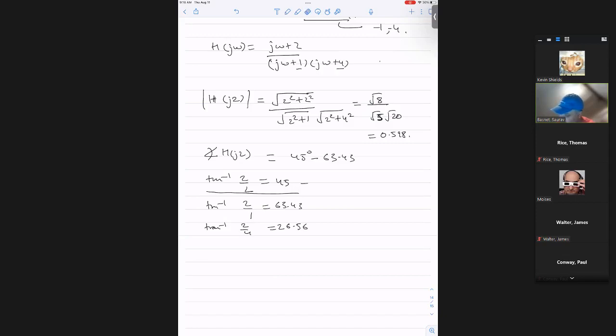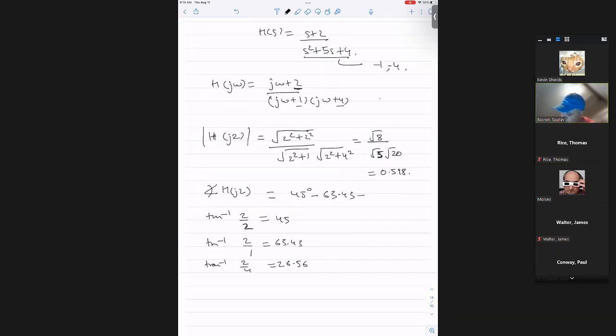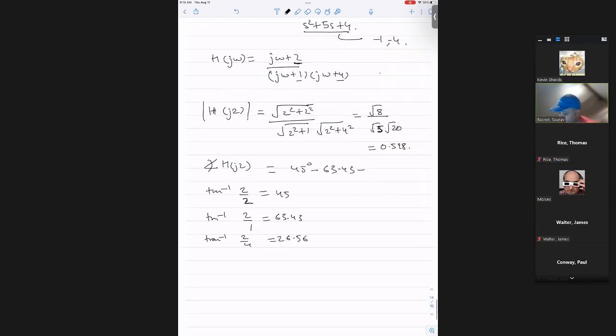On the first one, is that 2 divided by 2? Yes, sir. It's 2, right? And your omega is 2, right? Yeah. So omega by the constant term. Okay, minus 26.56 will give us around 45 degrees.